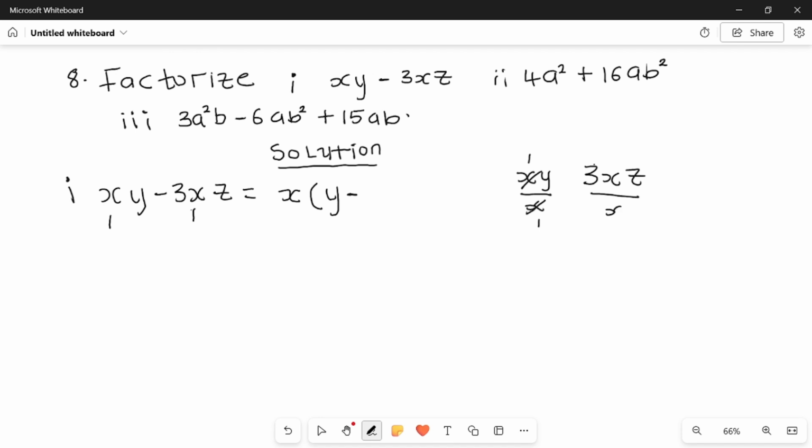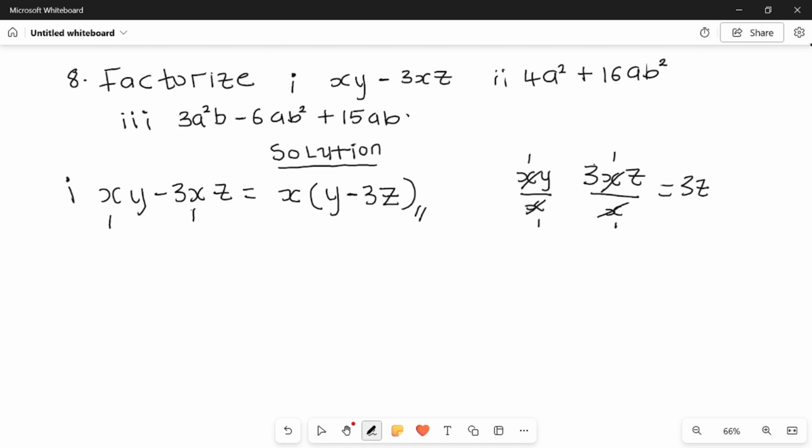To x divided by 3xz, here you cancel, you get 1. Cancel here, you get 1. So you'll be left with what? 3 what? Z. So that's what we'll get here. Minus 3z. So this is our final answer.